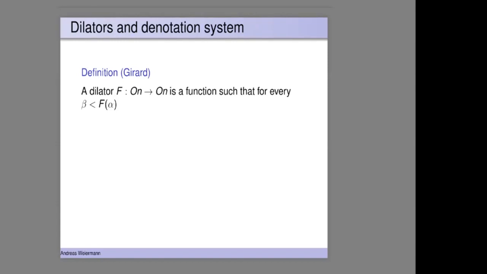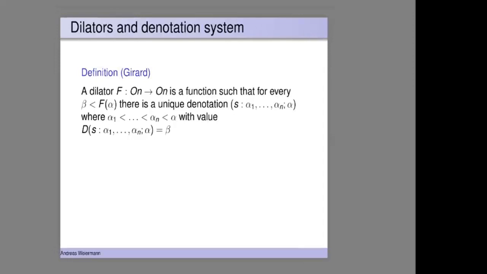So for beta less than f of alpha, I will have a unique notation given by some term s, the parameter ordinal alpha, and a sequence of parameters alpha 1 to alpha n, which are smaller than alpha. That's just a requirement. So every beta has a unique denotation. Now these denotations are uniform in the following sense. The value of this denotation will be beta.